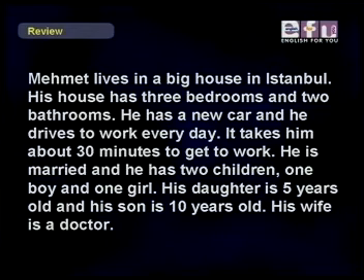Mehmet lives in a big house in Istanbul. His house has 3 bedrooms and 2 bathrooms. He has a new car and he drives to work every day. It takes him about 30 minutes to get to work. He is married and he has 2 children, 1 boy and 1 girl. His daughter is 5 years old and his son is 10 years old.